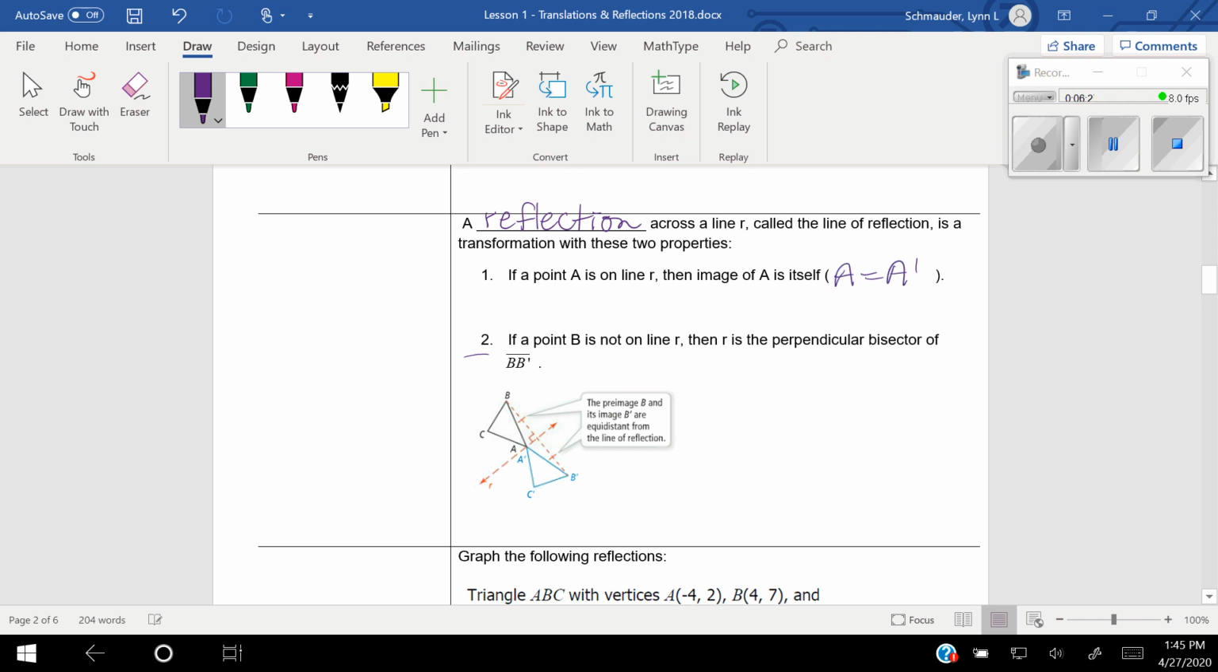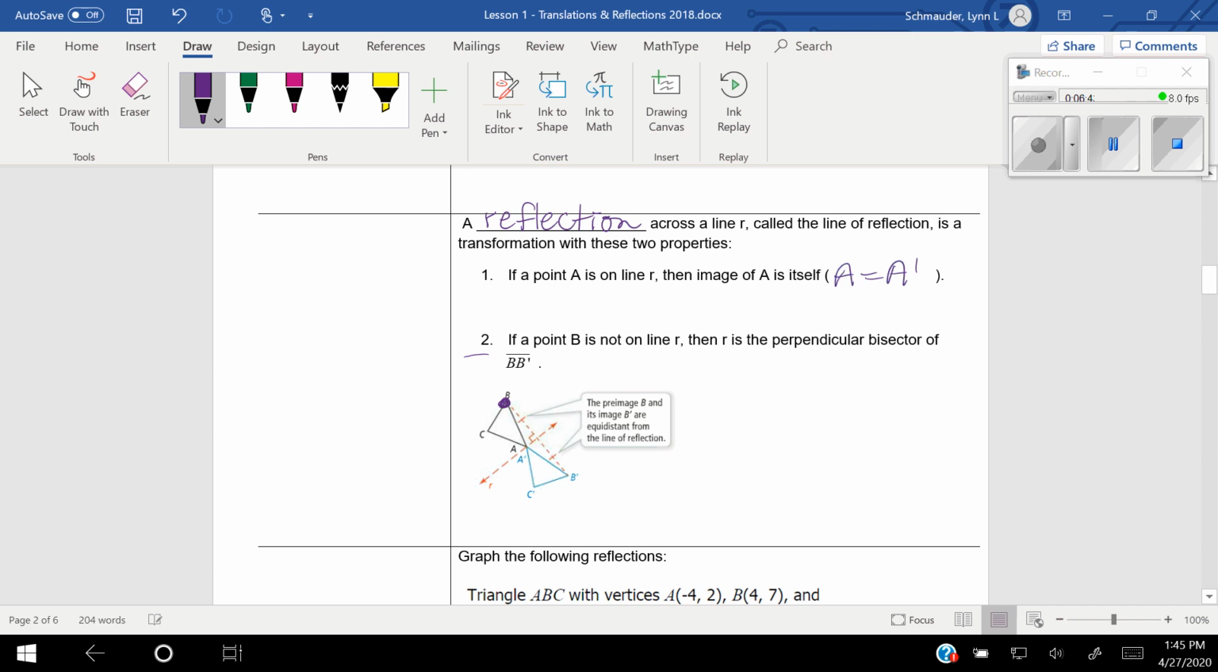And the second property is that if a point B is not on line R, then the line of reflection is the perpendicular bisector of BB prime. That's a little bit more difficult to understand, but let's look at our points here. Let's look at the points they're talking about.